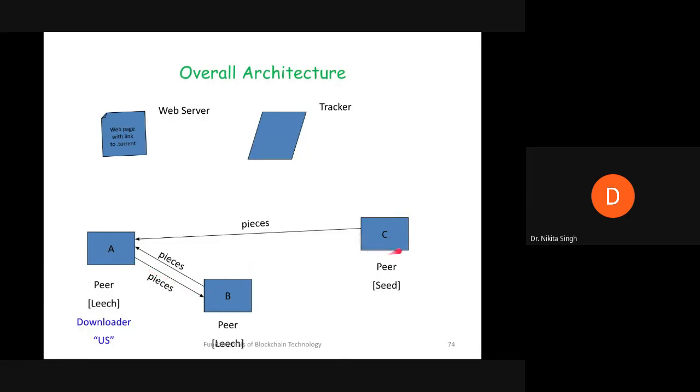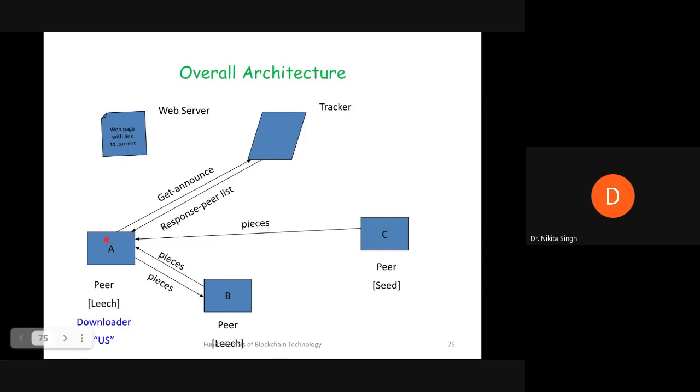Since C is the seeder, she has all the pieces. But B is not the seeder. It may have some chunks of that file, but it may not have the complete file. So here A can also help B by providing it with the pieces. So this is the overall architecture.